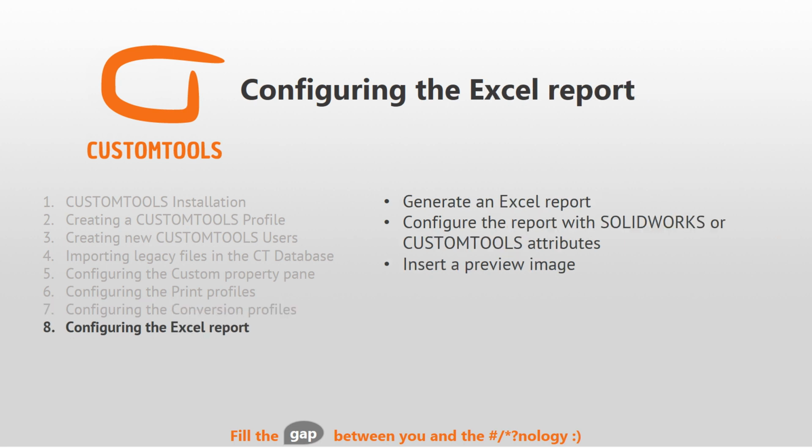Now that the property pane is configured, it would also be nice to generate an Excel report. We do not have a wizard yet to configure the Excel report, but as properties are already created, we are only a few clicks away from the Excel report. The report in QCentrals can easily be configured with attributes retrieved from SolidWorks or QCentrals. To make those reports even nicer, we can even insert a preview image.